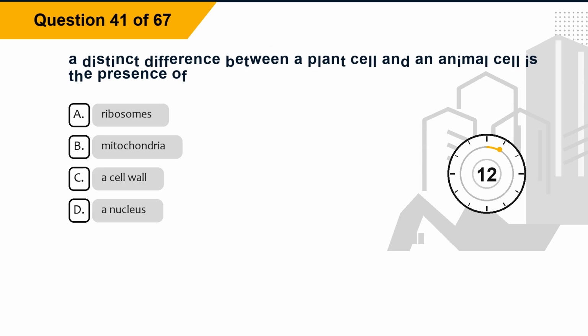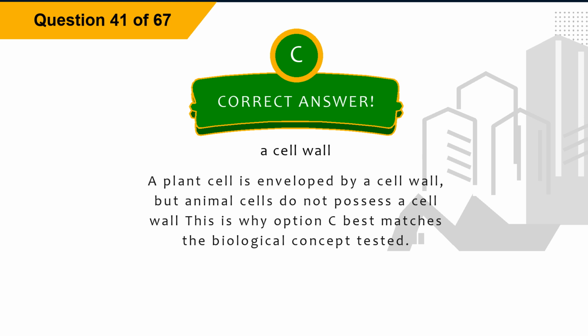Question 41. A distinct difference between a plant cell and an animal cell is the presence of: Option A. Ribosomes. Option B. Mitochondria. Option C. A cell wall. Option D. A nucleus. The correct answer is option C. A cell wall. Explanation. A plant cell is enveloped by a cell wall, but animal cells do not possess a cell wall. This is why option C best matches the biological concept tested.